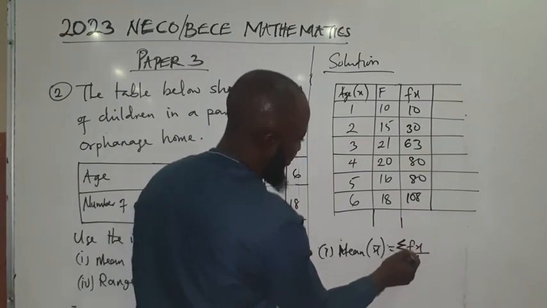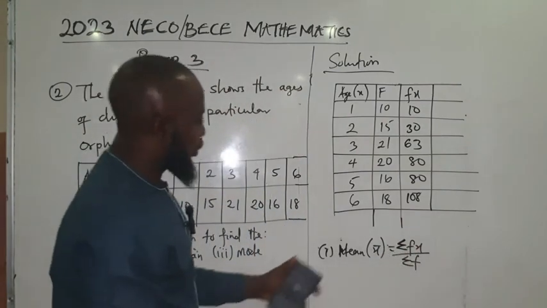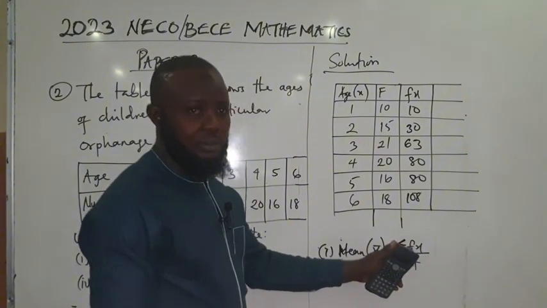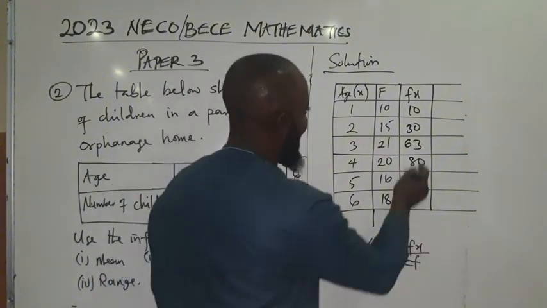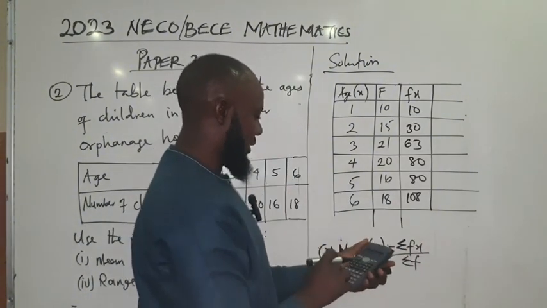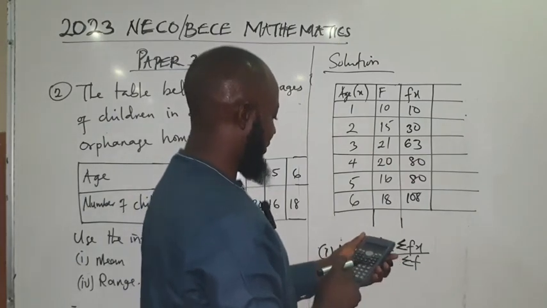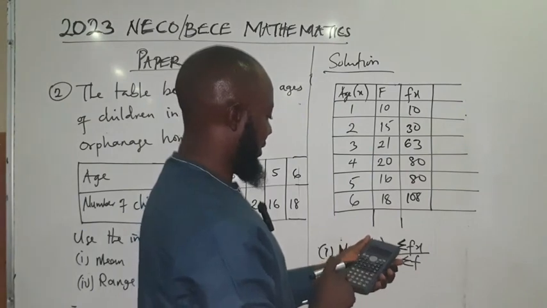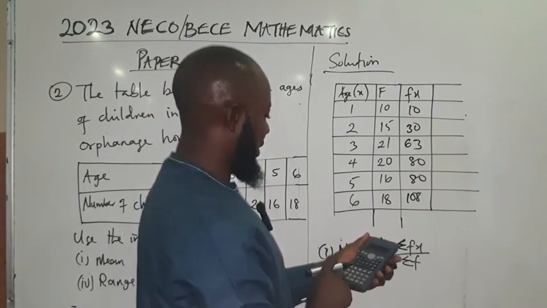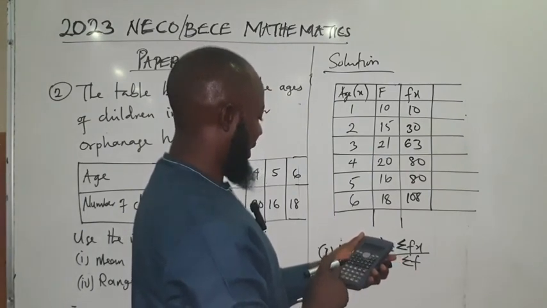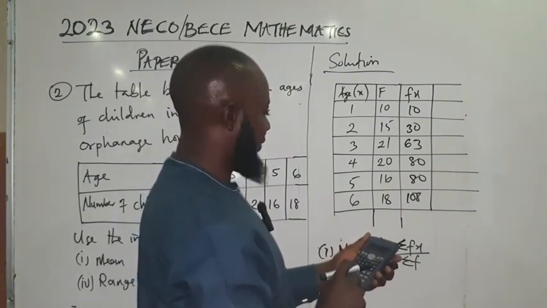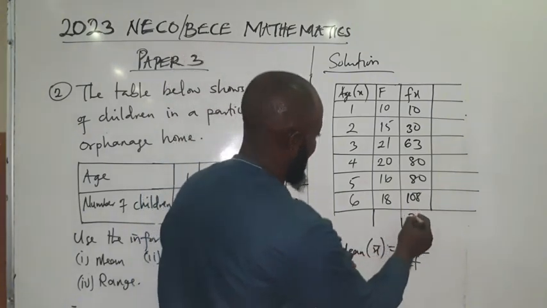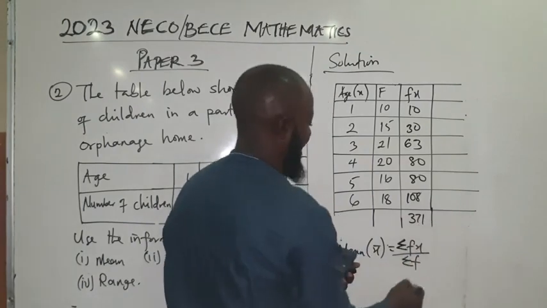This one means summation, sum of fx. So we add everything here together. That is 10 plus 30 plus 63 plus 80 plus 80 plus 108. That gives 371.